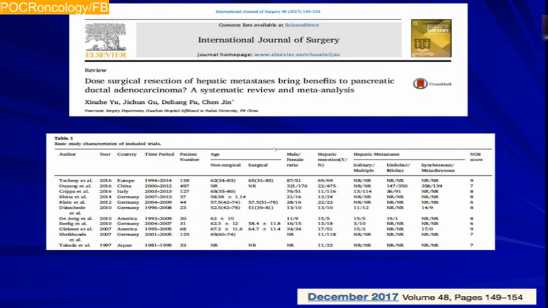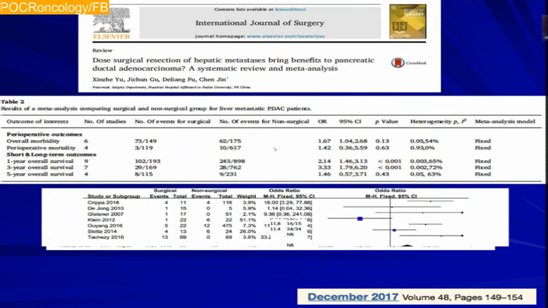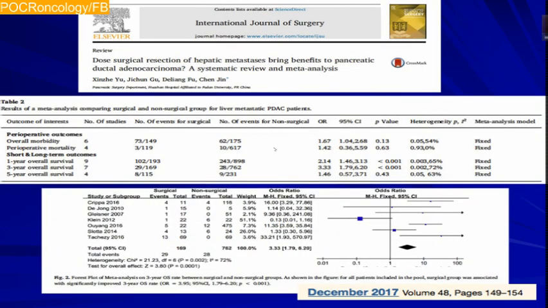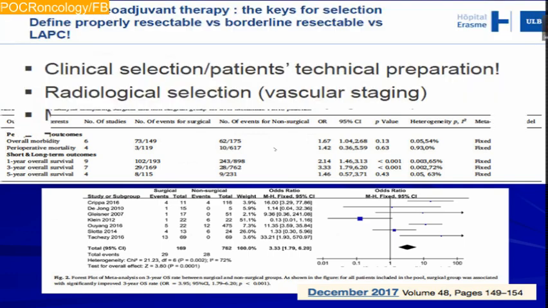This is a meta-analysis that was just published yesterday, December 2017. It is a meta-analysis of all the trials, the majority again from Germany, some from the United States, Italy, China, and Europe. You can see the mortality and morbidity, again small numbers of patients, a highly selective group. The mortality and morbidity are the same, but the 1-year and 3-year survival are much better with the metastatectomy group compared to the patients treated with best supportive care.